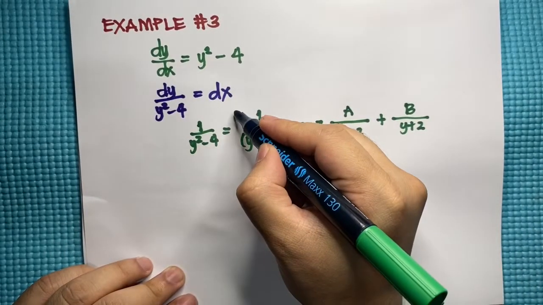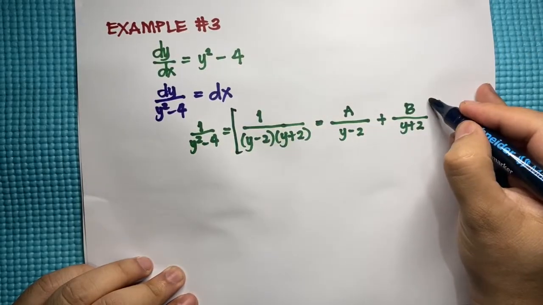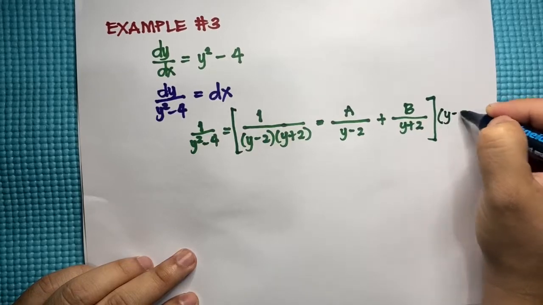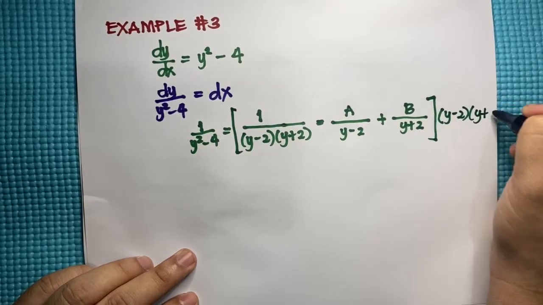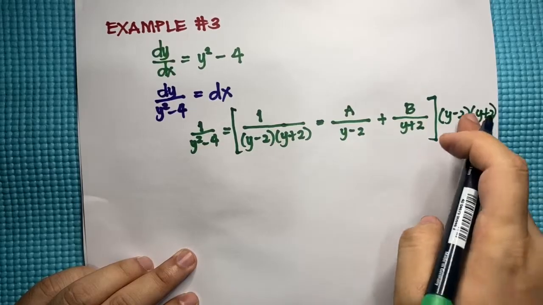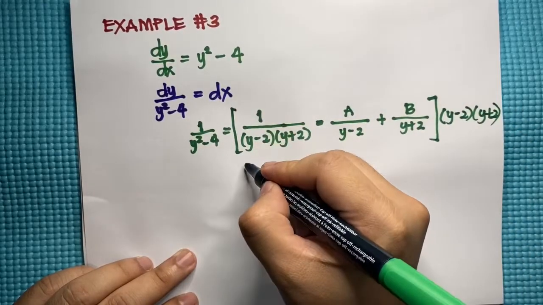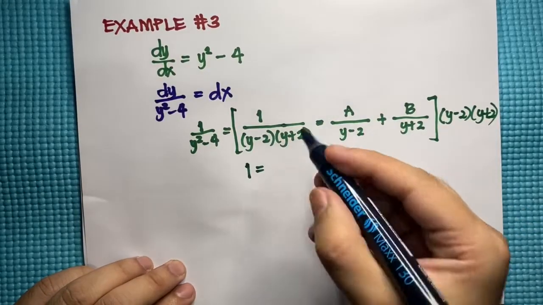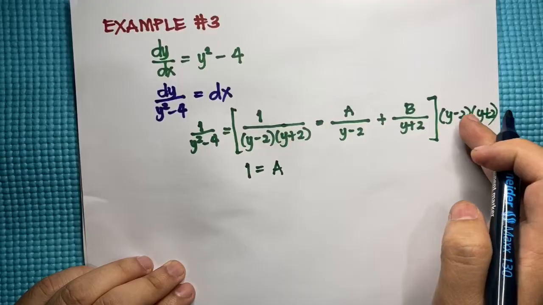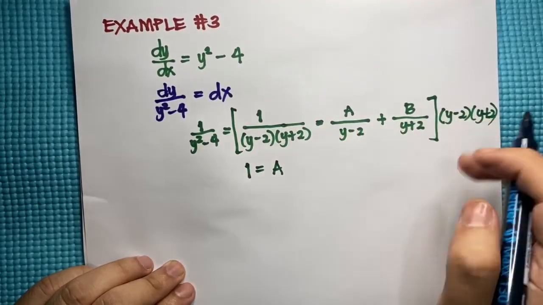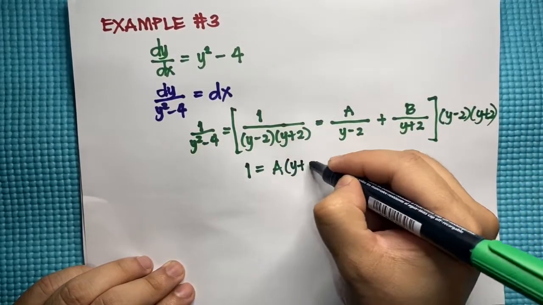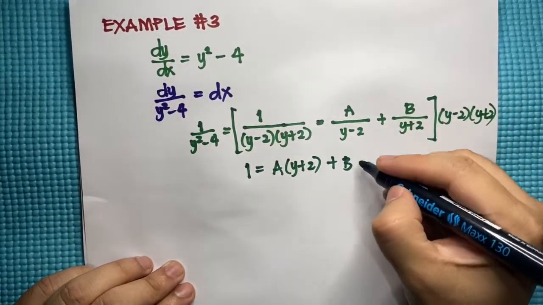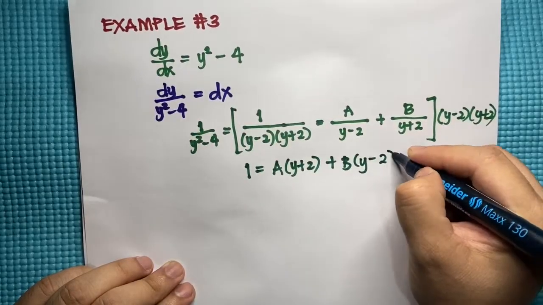To find those values, we will be multiplying the entire equation by y minus 2 multiplied with y plus 2. As you can see here, the denominator would cancel out, leaving us 1, and that would be equal to A. So y minus 2 and y minus 2 would cancel out, giving us y plus 2. And then plus B, so y plus 2 would cancel out, leaving us y minus 2.